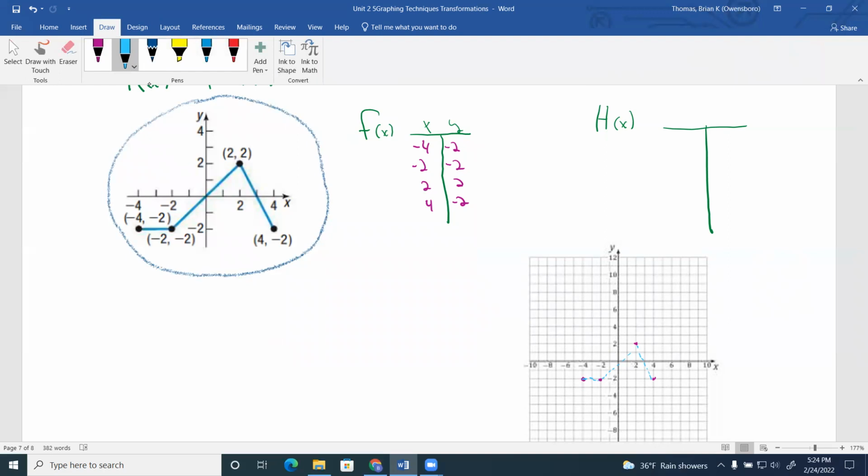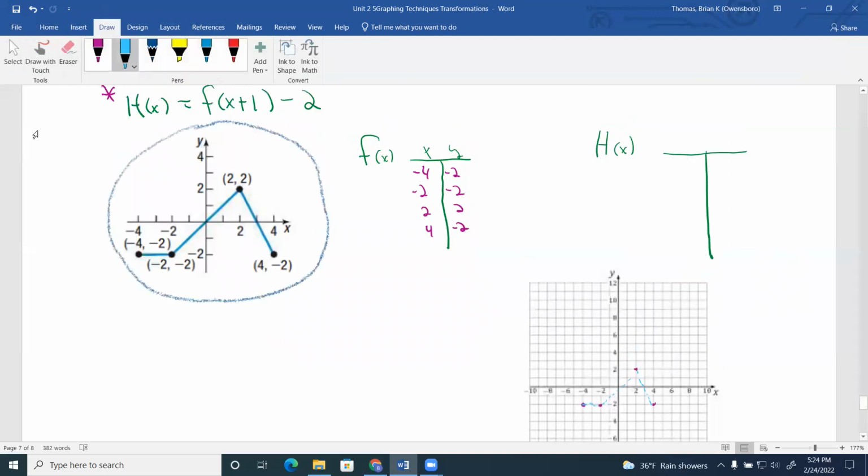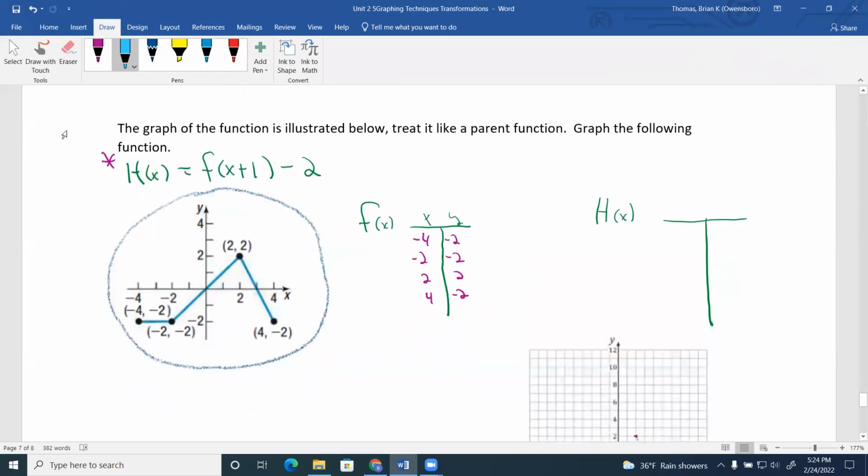Now h of x, we have a couple things going on. Notice how we have this +1 on the inside. That +1 on the inside means I have a left shift. So my x values have to be subtracted by 1. And we also have this -2 on the outside. That's going to affect the y's. And remember, the y's are just normal. That's just going to be losing 2 on the y values.